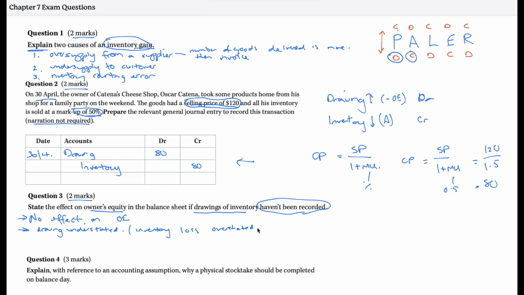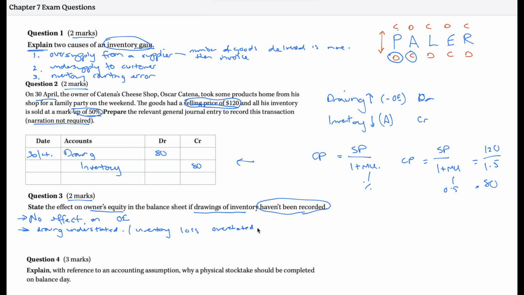The goods taken home, if not recorded, would cause an increase in the inventory loss as the goods have left the business. Therefore, drawings would be understated, but the profit would also be understated as the high inventory loss would decrease net profit. Overall, there would be no effect on the total of owner's equity.